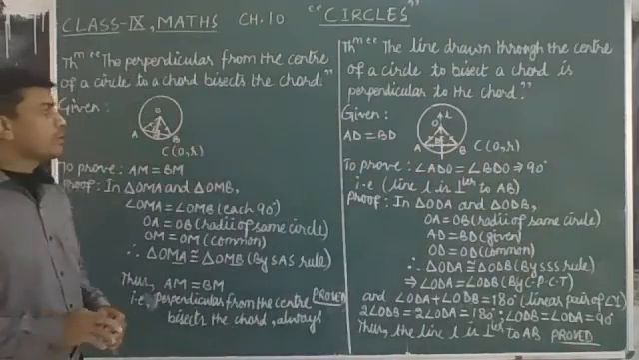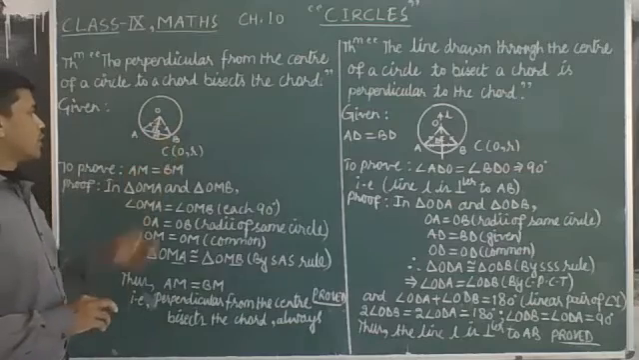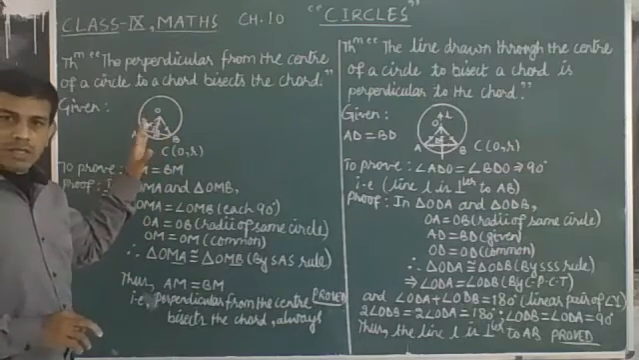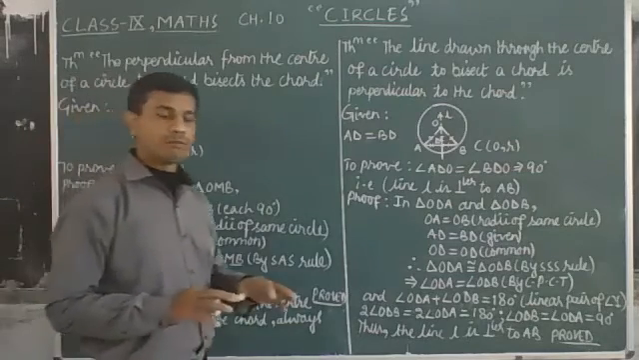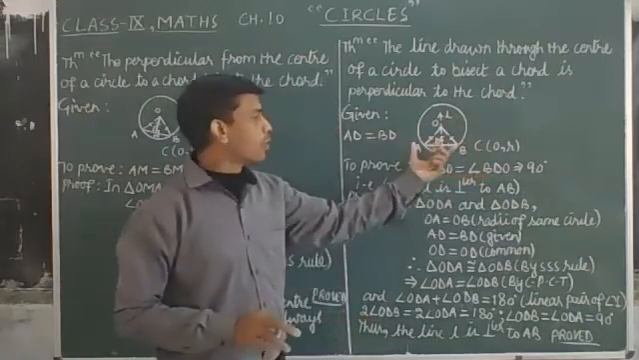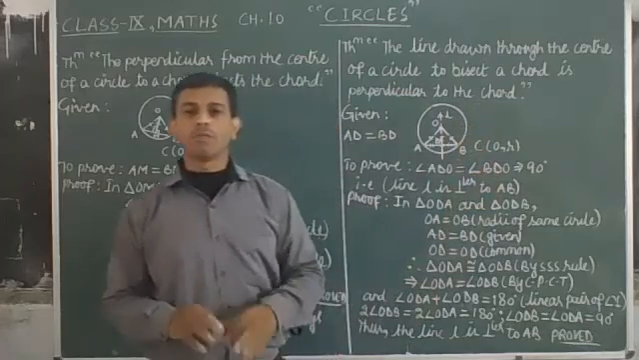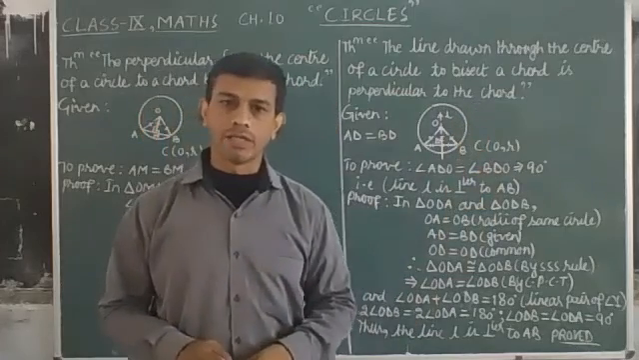So remember that if a perpendicular is drawn from the center to a chord, it always bisects the chord, and if a line is drawn through the center of a circle to bisect the chord, then this particular line L would always be perpendicular to the chord. That's it.